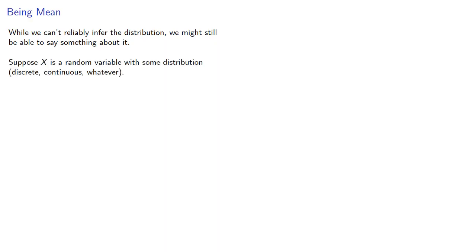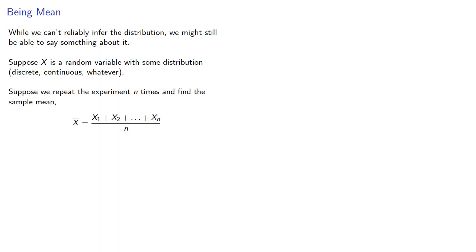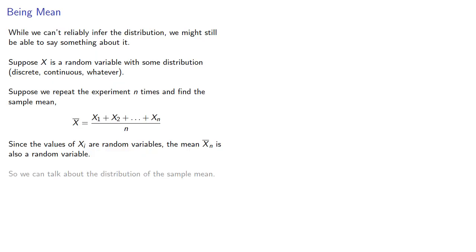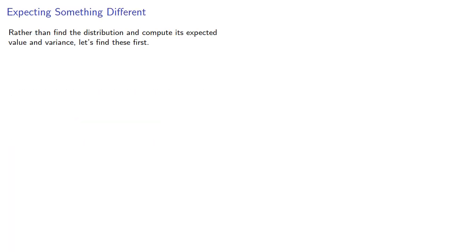Suppose x is a random variable with some distribution, discrete, continuous, whatever, and suppose we repeat the experiment n times and find the sample mean. Since the values of the xi are random variables, the mean is also a random variable, so we can talk about the distribution of the sample mean. Rather than find the distribution and compute its expected value and variance, let's find these first. We'll begin with the mean of the sample mean. So let's go ahead and compute that.